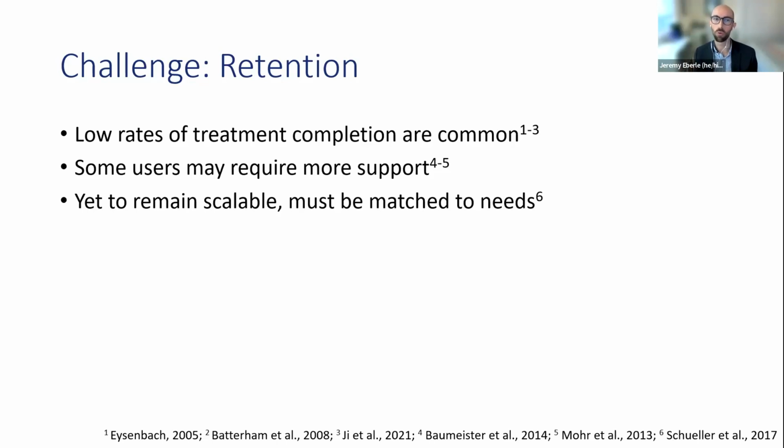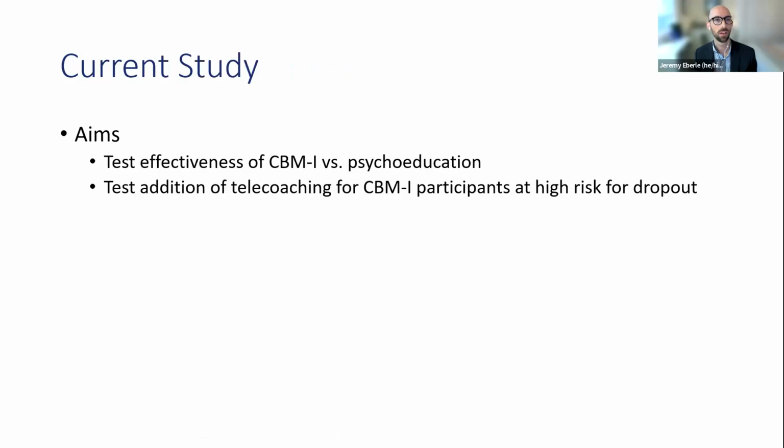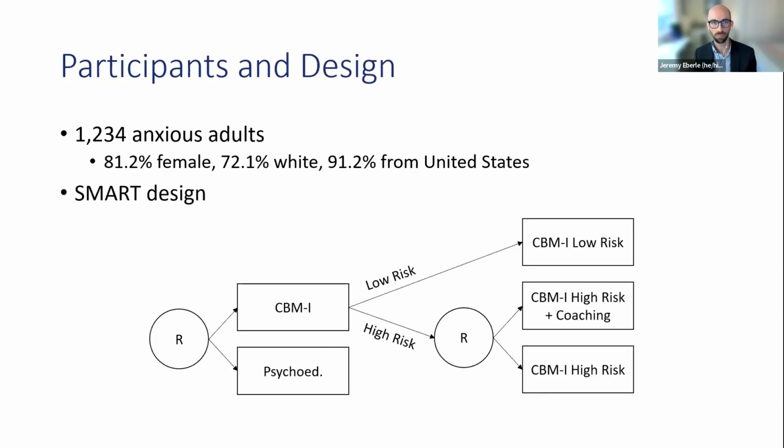But any kind of additional support needs to remain scalable because we want to have a large impact at scale, reduce the treatment gap. And so we can't provide a ton of extra support. We need to identify those users who are at high risk for dropout and provide the additional support specific to them. And so the current study aims to do two things. One is it tests the effectiveness of CBMI versus a psychoeducation active comparison condition. And it also tests the addition of a brief supplemental telecoaching for CBMI participants at high risk for dropout.